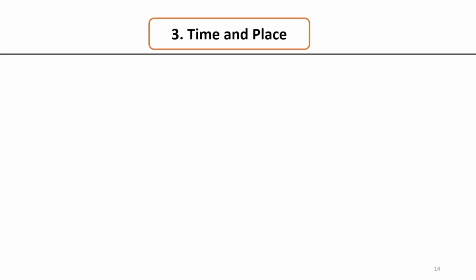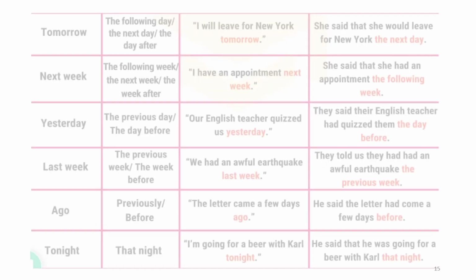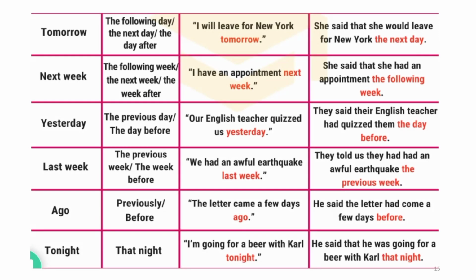So that's pronouns. The third one, time and place. Here we have now, which we change into then; today, that day; here, there; this, that; tomorrow, the following day, the next day, or the day after. So we can use either one. Example sentence: I leave for New York tomorrow. So this is the direct speech. She said that she would leave for New York the next day.